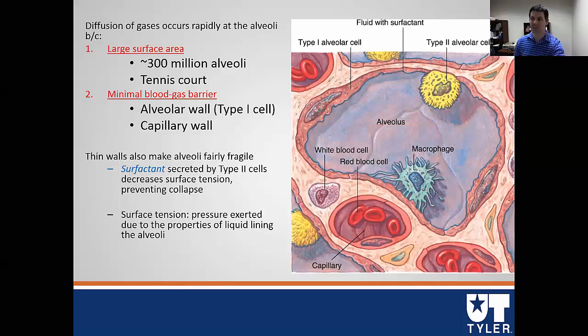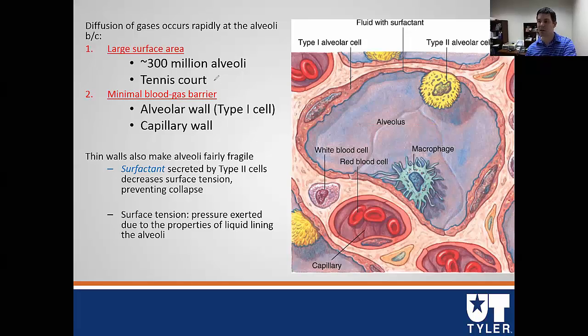It's got several properties. One, all this branching and splitting and then dividing into these tiny little sacs allows us to have a huge surface area. So our lungs consist of about 30 million alveoli, which gives us a surface area roughly equal to a tennis court on which gas exchange can take place.